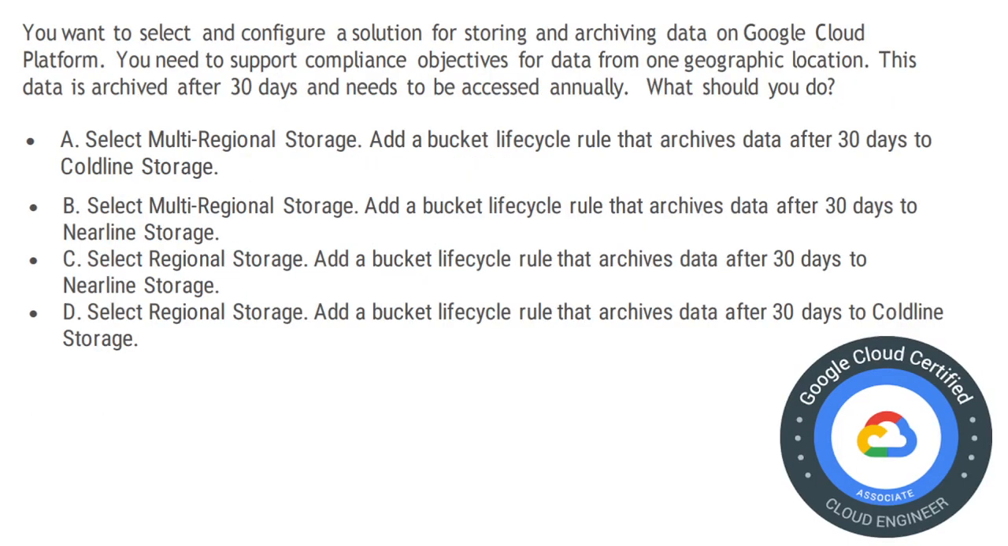Moving on to the next question, you want to select and configure a solution for storing and archiving data on Google Cloud platform. You need to support compliance objective for data from one geographic location. This data is archived after 30 days and needs to be accessed annually. What should you do? The correct answer is option D. Select the regional storage and add a bucket lifecycle rule that archives data after 30 days to coldline storage.